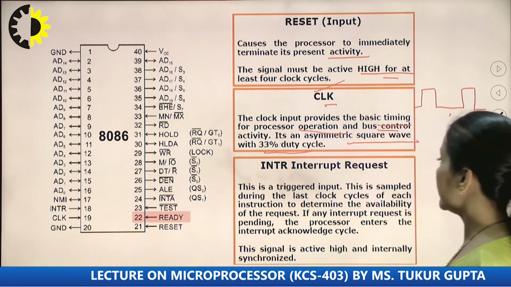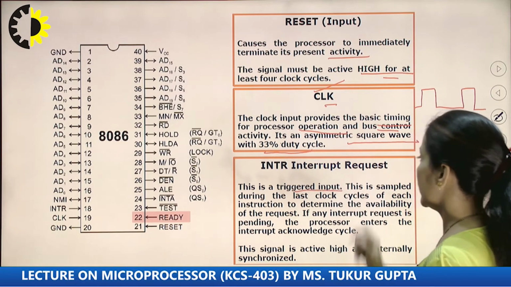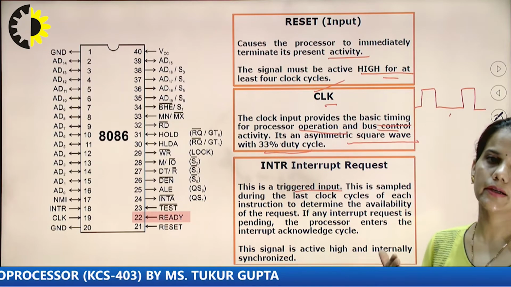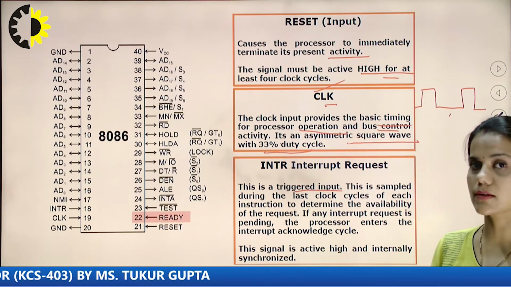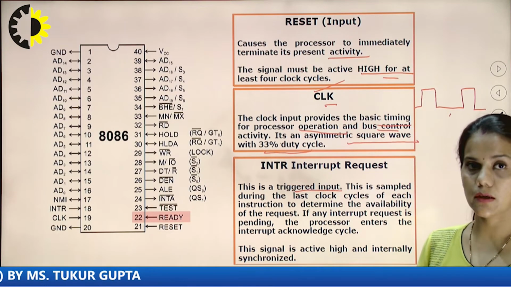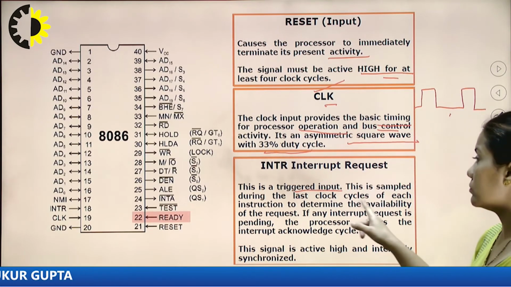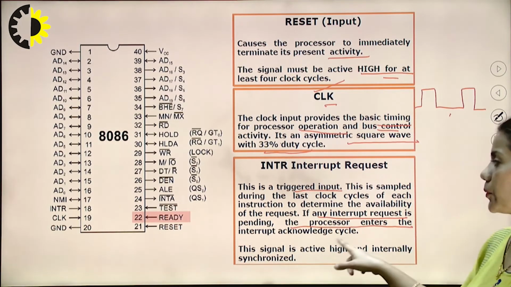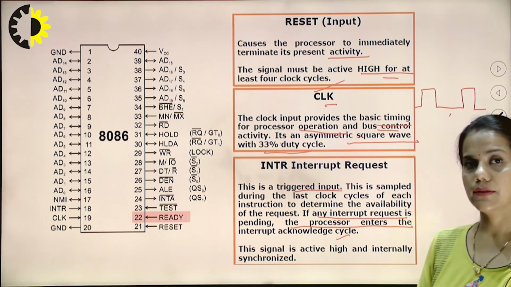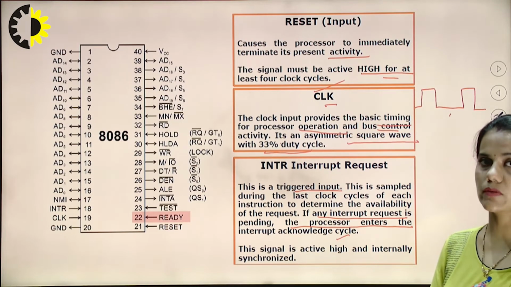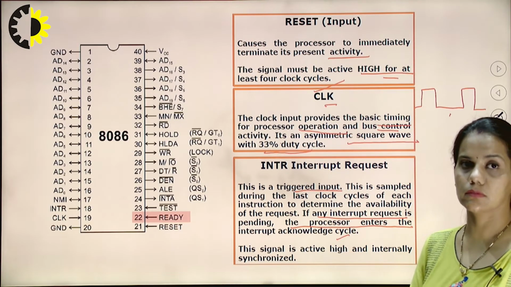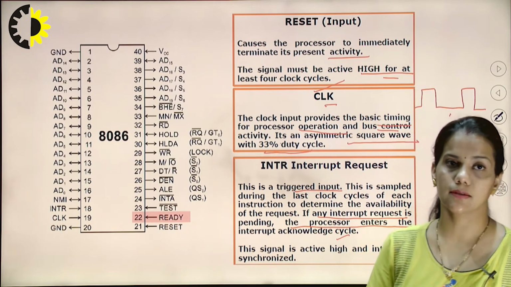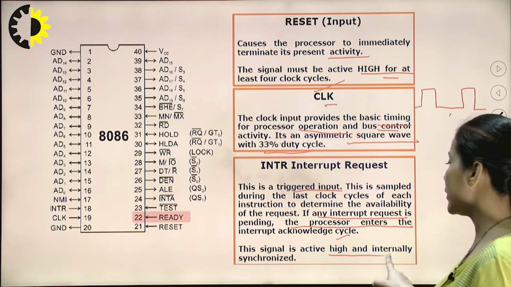Next is INTR, interrupt request. This is a level triggered input. It is sampled during the last clock cycle of each instruction. So at the last clock cycle of each instruction, this signal is sampled to see if any interrupt has arrived or not. If any interrupt request is pending, the processor enters the interrupt acknowledgement cycle, because it accepts that interrupt if available during the sampling of the signal, and then it sends an interrupt acknowledgement signal. This signal is active high and internally synchronized.